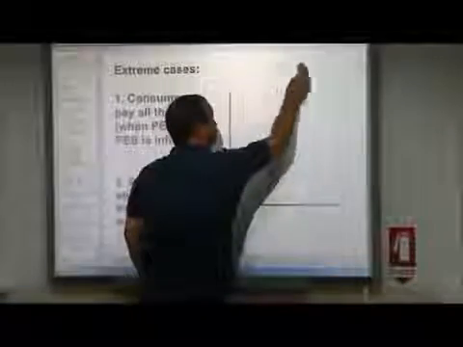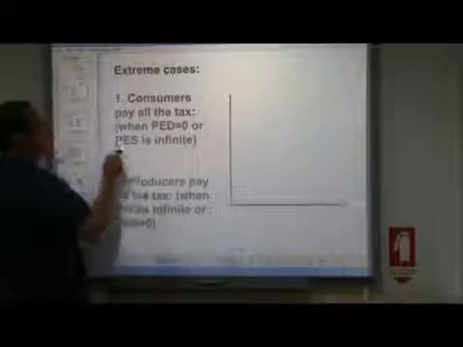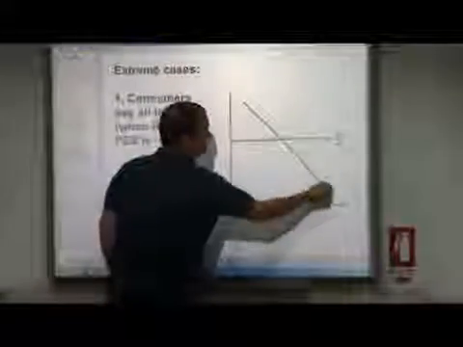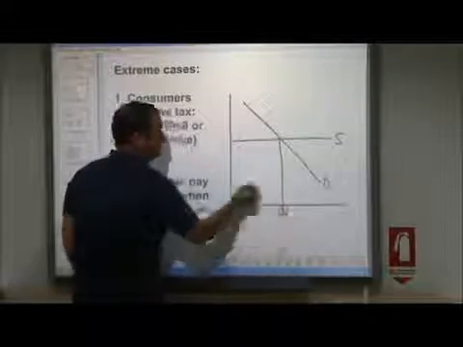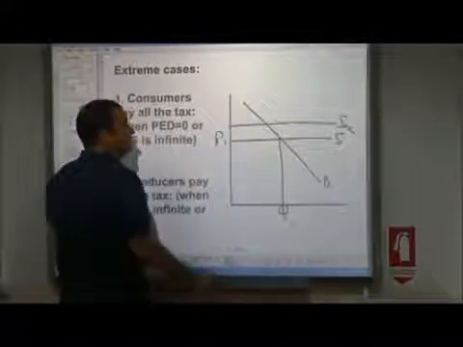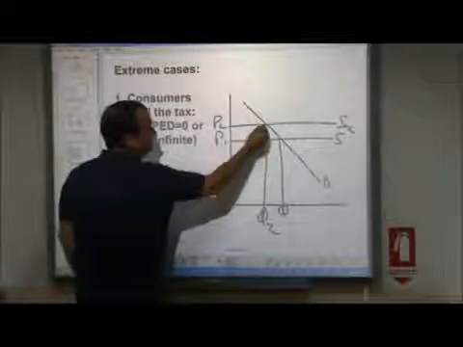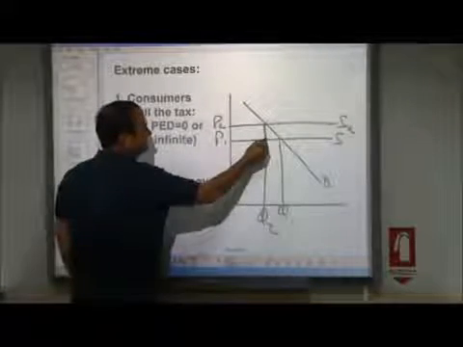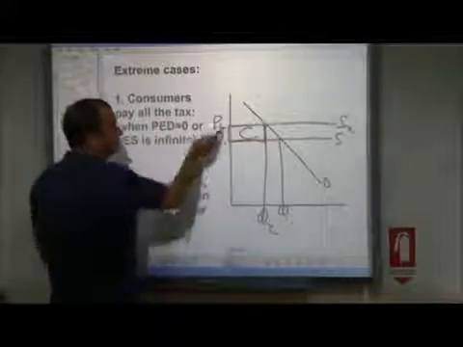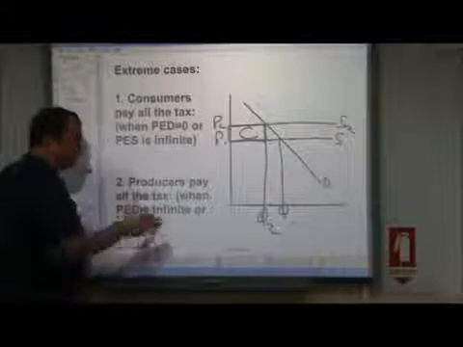Okay? Or the other way that the consumers may end up paying all of this tax is if PES is infinite. So if the S curve is like this, and the demand curve is here, and there's the equilibrium quantity and price, now if there's a tax, the S curve shifts to S2, there's the new equilibrium point, Q2, that's P2. We look at the vertical distance between the supply curves times the new quantity. That's the tax revenue for the government, and it's all paid by the consumers because the whole thing is a price rise. Okay, so these are the two examples where the consumers pay everything.